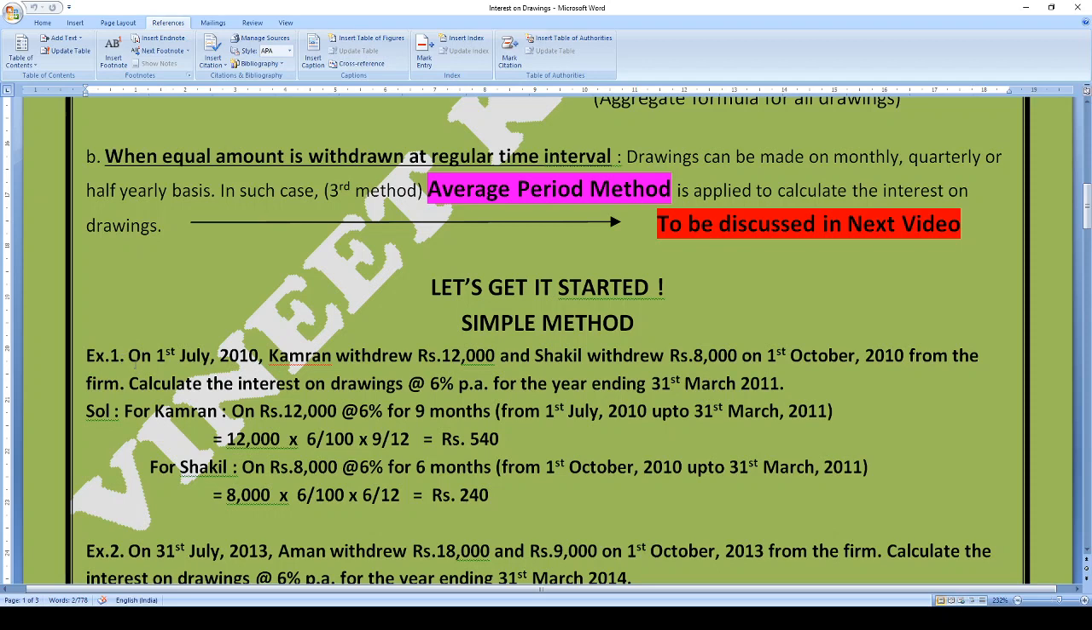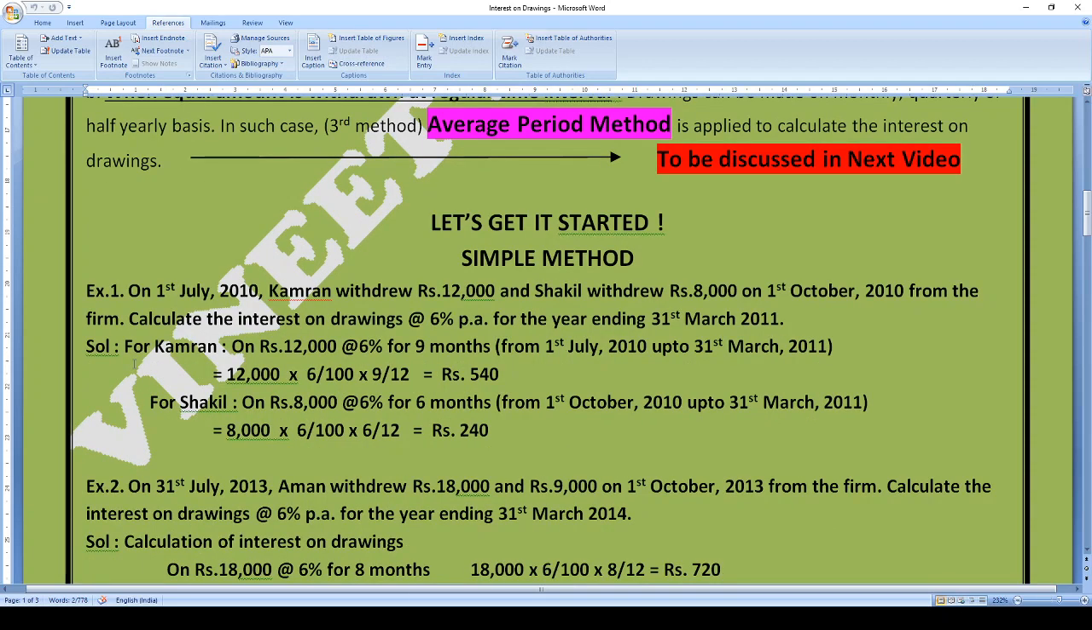The example is in front of you: on 1st July 2010, Kamran withdrew rupees 12,000, and Shakil withdrew rupees 8,000 on 1st October 2010. Keep it in mind that the amount of Kamran is 12,000 and that of Shakil is 8,000 rupees, and they had withdrawn as follows: Kamran had withdrawn the amount on July 1st 2010, whereas Shakil had withdrawn the amount on 1st October 2010. Now calculate the interest on drawing.